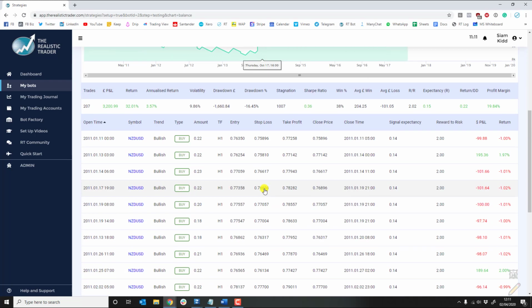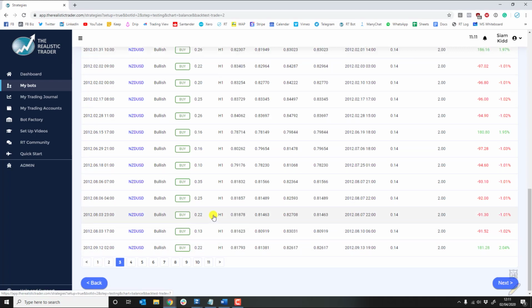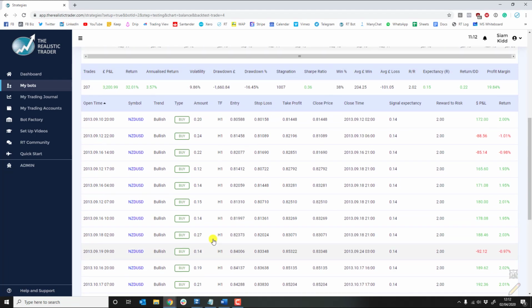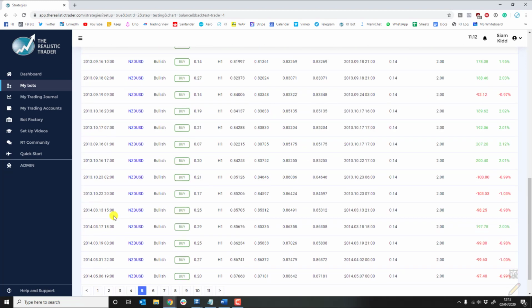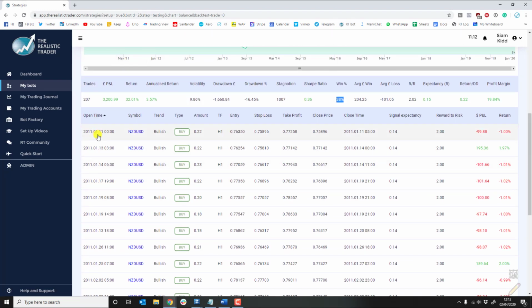You can actually have a look, and you can see a lot of losing streaks. But you get that when you have a high R exit, you tend to get a low hit rate. As you can see, it's only a 38% hit rate. But let's go back to page 1, and you can see here, this is the very first trade it placed on the 11th of January 2011.